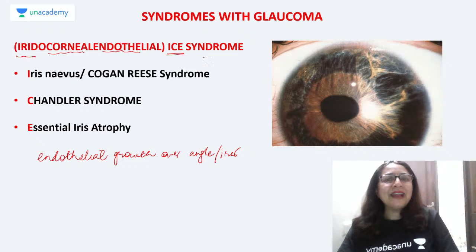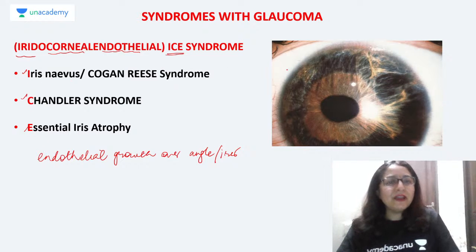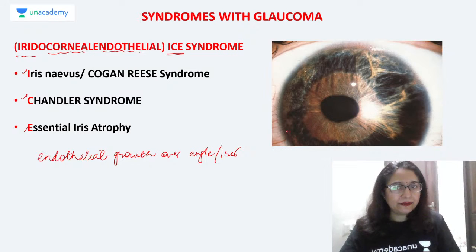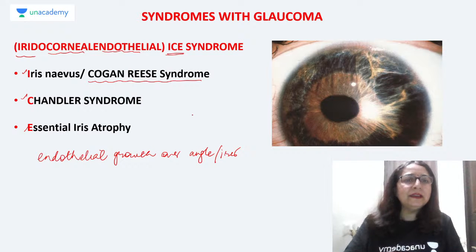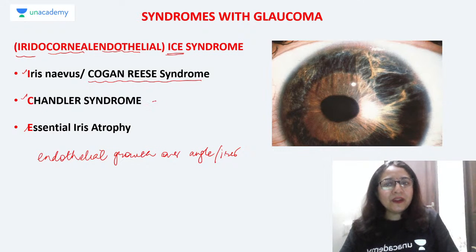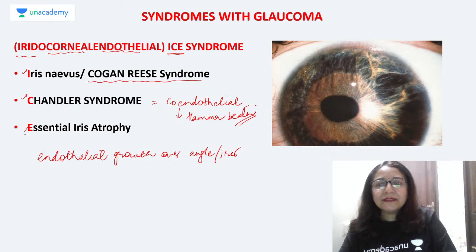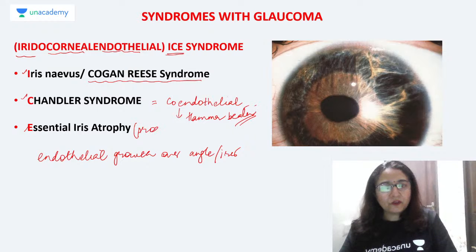There are three spectrums in ICE syndrome, which can again be remembered by the word ICE only. One is the presence of iris nevi. As you can see, diffuse iris nevi are present. These are seen in Cogan-Reese syndrome. This is a part of ICE syndrome. There are three different clinical spectrums: iris nevi, Cogan-Reese syndrome. Then it can be Chandler syndrome. In Chandler syndrome, it is mainly the corneal endothelium which is affected, and we get an appearance of corneal endothelium which is known as hammered-beaten appearance. And the third spectrum is essential iris atrophy or progressive iris atrophy. So these are all a spectrum of ICE syndrome.